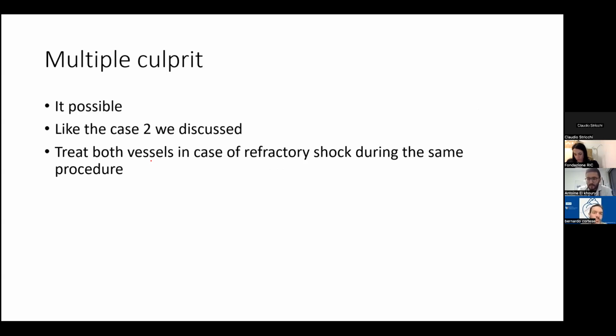And sometimes, as we said in case number 2, we can have multiple culprit vessels. So in that case, we need to do both vessels in the initial procedure, especially if the patient remains in refractory cardiogenic shock after stenting the first vessel. So sometimes we don't need to stick to the guidelines exactly as mentioned. We need to stent both vessels if we think we have 2 vessels causing the myocardial infarction.